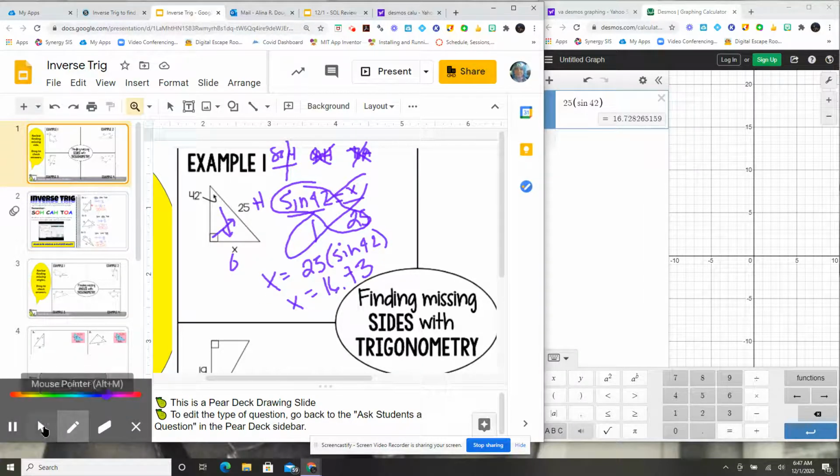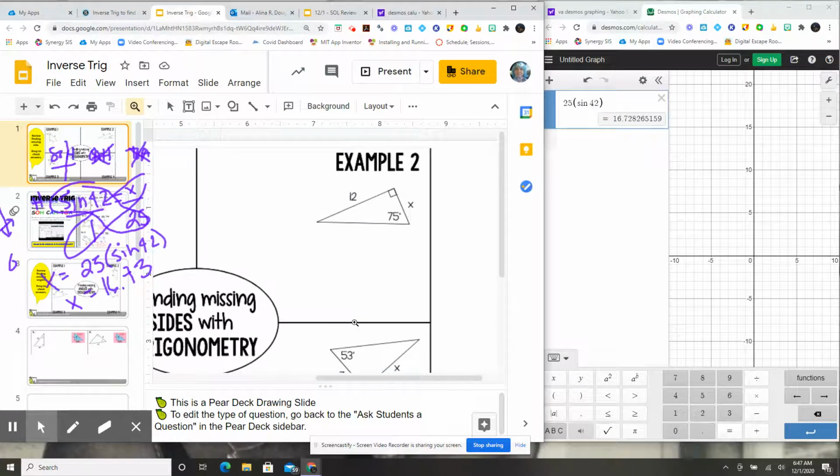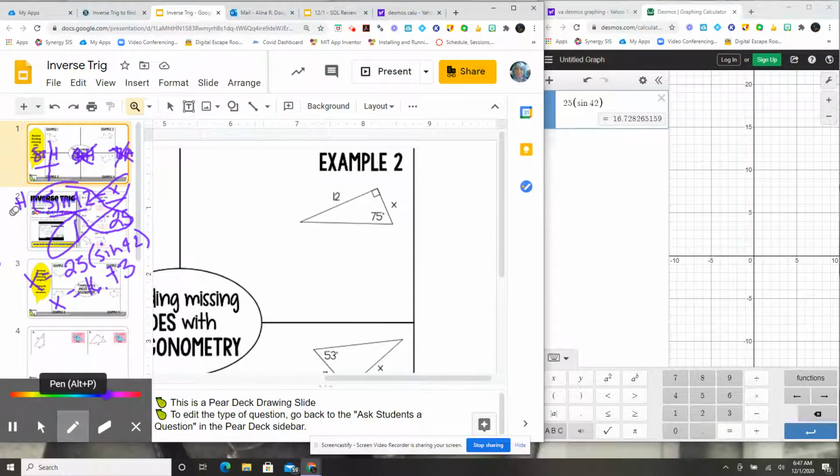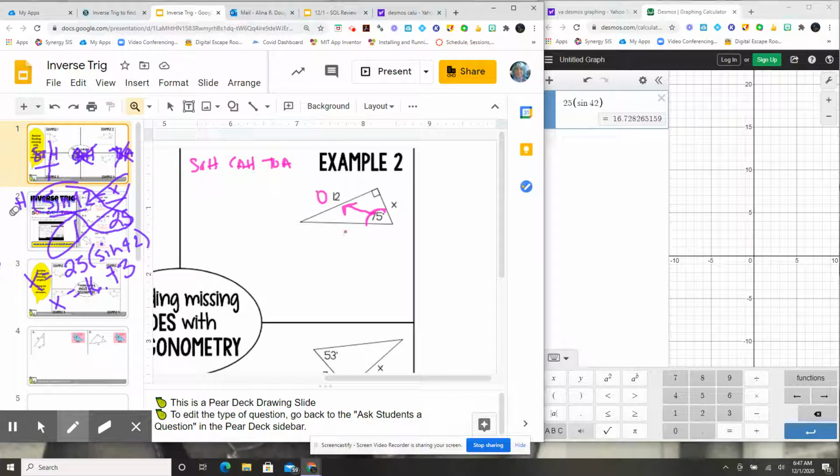Let's look at example 2. Example 2, we're going to do the exact same thing. SOHCAHTOA. Feel free to pause me at any time so you can try it yourself. We're going to start at that angle. Sometimes in those super acute triangles, it's hard to figure out where to start. Start at the angle. Opposite, hypotenuse, adjacent. I don't have a hypotenuse in this triangle, so I can't use sine and I can't use cosine. I have to use tangent.